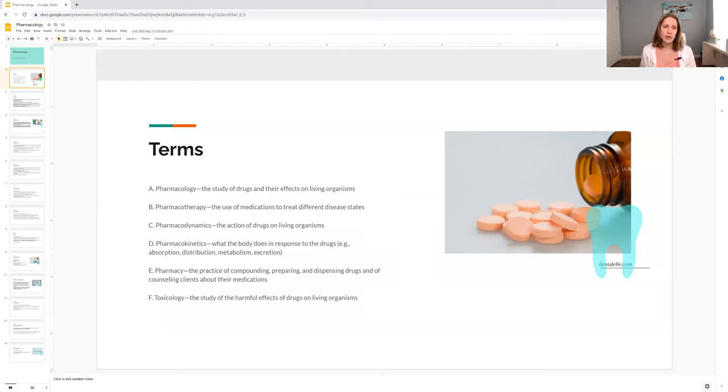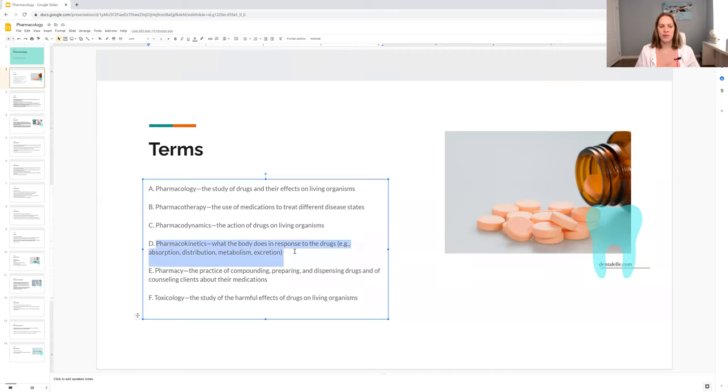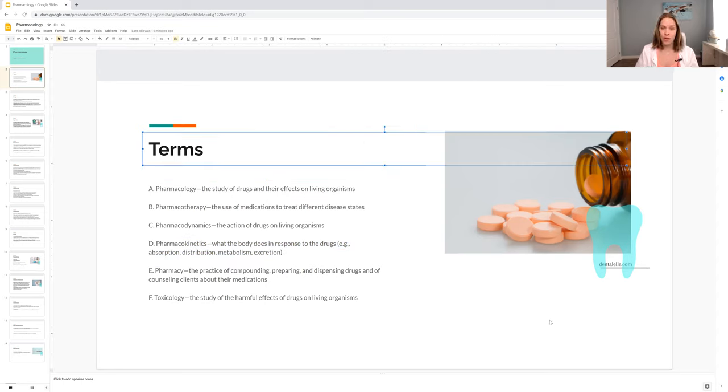You need to know the terms when it comes to the board exam, because they are going to ask you silly questions like what the body does in response to drugs. What is that? And you're going to go, huh? Well, it's pharmacokinetics, just to give you an idea. So they're going to ask you these silly questions on the board exam.